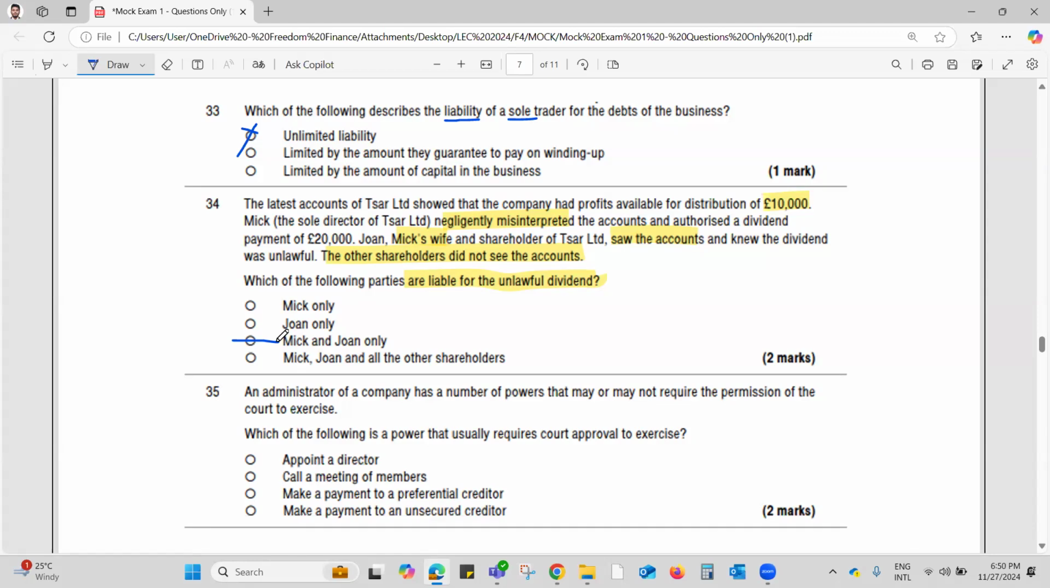Next, the 35th. An administrator of a company has a number of powers that may or may not require the permission of the court to exercise. They're asking which of the following is a power that usually requires the court's approval to exercise. So when you appoint an administrator, what is the power that usually requires the court's approval? Who needs the court approval to exercise things?